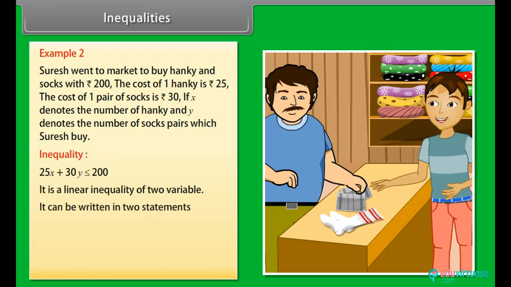It can be written in two statements. 25x plus 30y is equal to 200. 25x plus 30y less than 200. Name it as A. Statement A is an equality in this case.